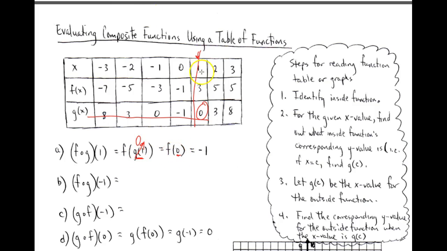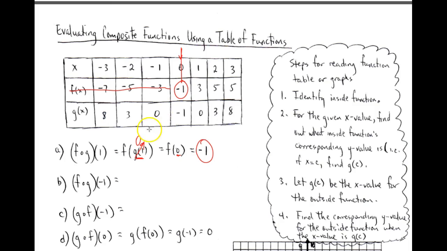So now once that's done, what we need to do is look at this and now say, all right, well, let's find when x is 0, what f is. So when x is 0, what is f? And we see the place where these two intersect would be negative 1. So that's why our answer here is negative 1.